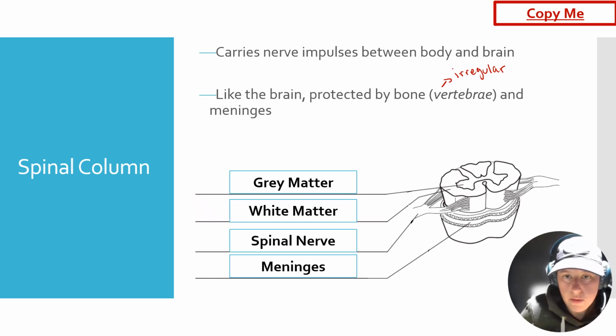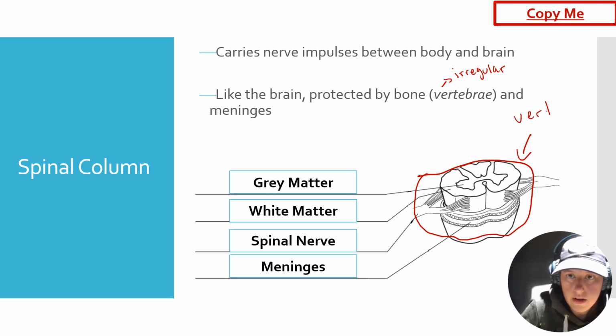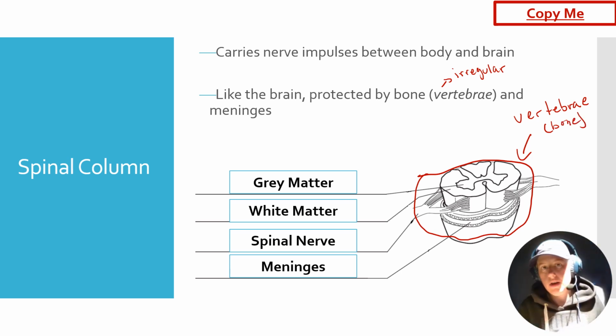And then the one thing that we don't see in this image, but again would be surrounding this, is our vertebrae, which is the bone that protects our spinal column.